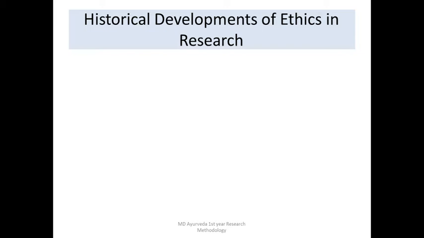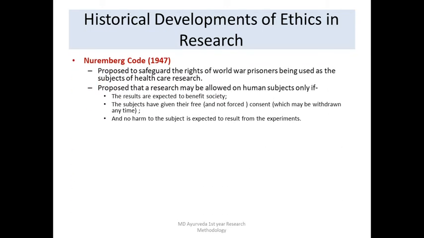Let us look at the historical development of ethics in research. The first written document about ethics in research was given just after the World War, in 1947. It is the Nuremberg Code, and it proposed to safeguard the rights of World War prisoners being used as subjects of healthcare research. This also proposed that research may be allowed on human subjects only if the results are expected to benefit society, the subjects have given their free and not forced consent, which may be withdrawn any time, and no harm to the subject is expected to result from the experiments.